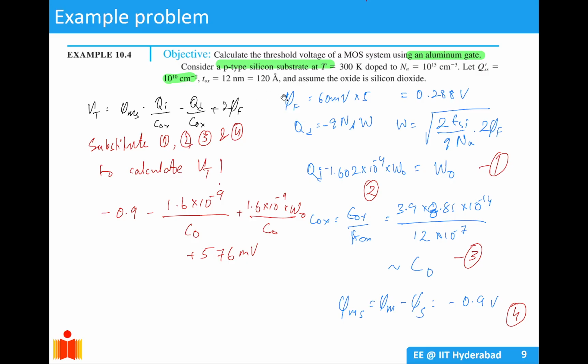So again, first you calculate your phi f, which for Na equal to 10 power 15 will come out to 0.288 volts. Then you calculate your Cox by epsilon ox by Tox. Tox you are given, and epsilon ox is 3.885 into 10 power minus 14.